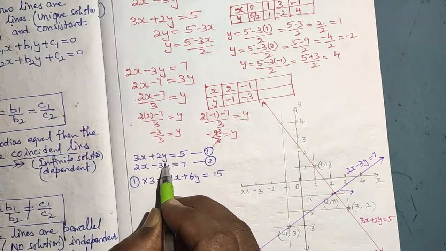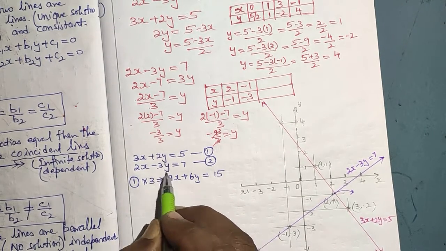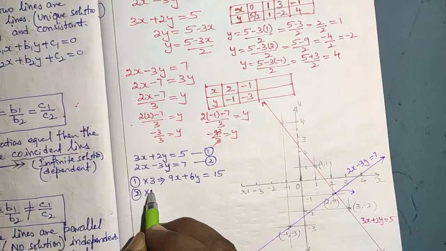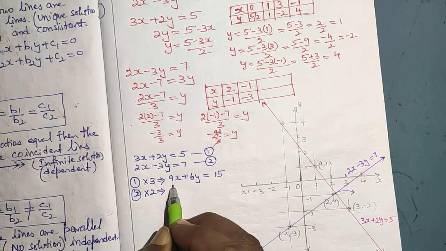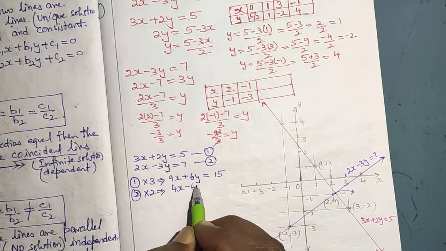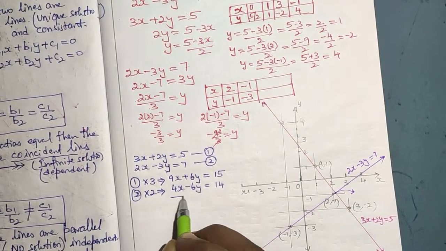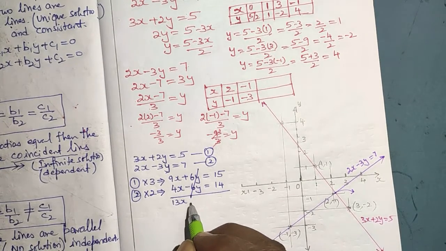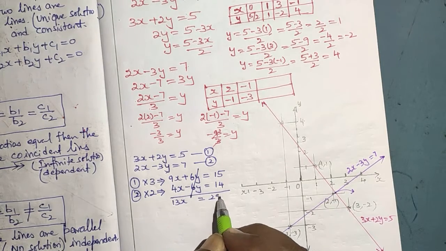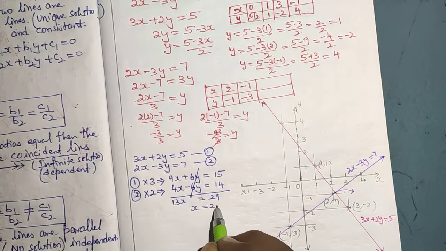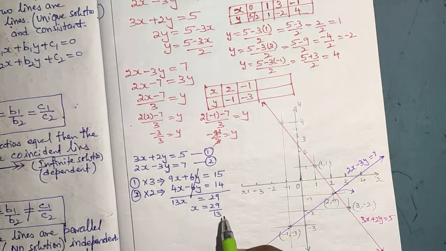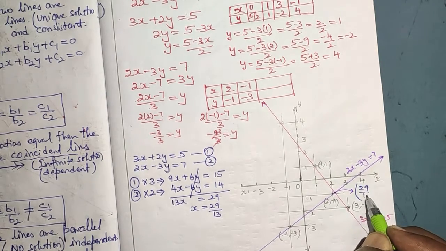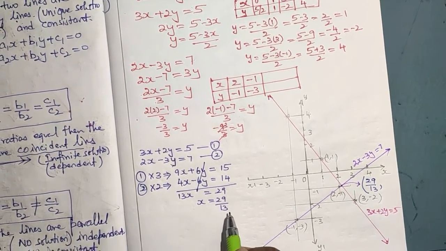Now I told in the beginning that we are going to eliminate y. So if I want to get 6y, I have to multiply equation 2 by 2. So 2 2s are 4x minus 6y, 2 7s are 14. If I add these 2 equations, 6y gets cancelled. 9x plus 4x is 13x is equal to 15 plus 14, which is 29. x is equal to 29 by 13. So I got the x value here. Now how to get the y value?